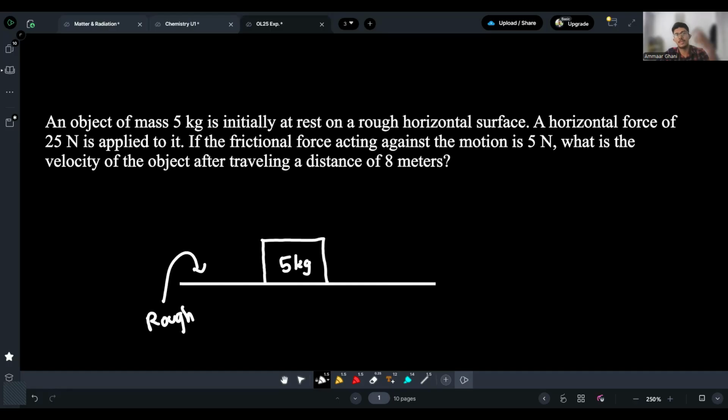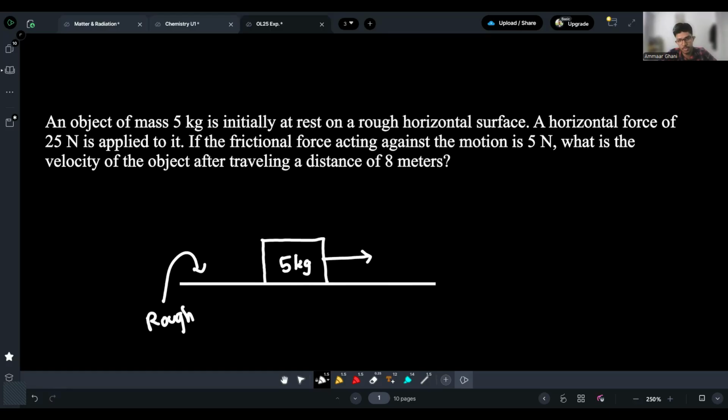Why do they tell that the surface is rough? Is it unwanted data? No. If a surface is rough, always remember there would be frictional force. Frictional force acting in between the surface and the object. If they tell it's a smooth surface, then there is no frictional force. Correct.